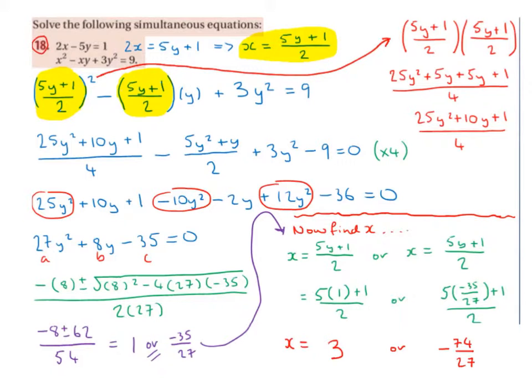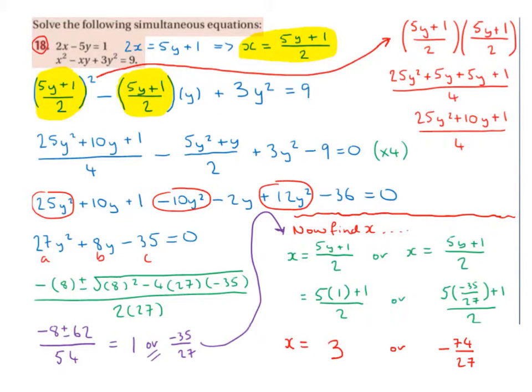So I'm going to work out separately 5y plus 1 over 2 squared. So I'm going to work it out over here. So I get 5y plus 1 over 2 multiplied by 5y plus 1 over 2. So when we're multiplying fractions, we do top by top, bottom by bottom. So 5y by 5y is 25y squared. 5y by 1 is plus 5y. 1 by 5y is plus 5y. And 1 by 1 is plus 1. And 2 by 2 is 4. So top by top, bottom by bottom.